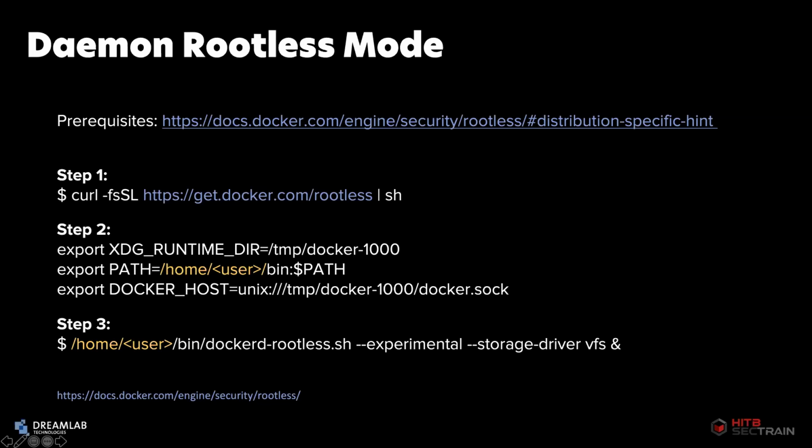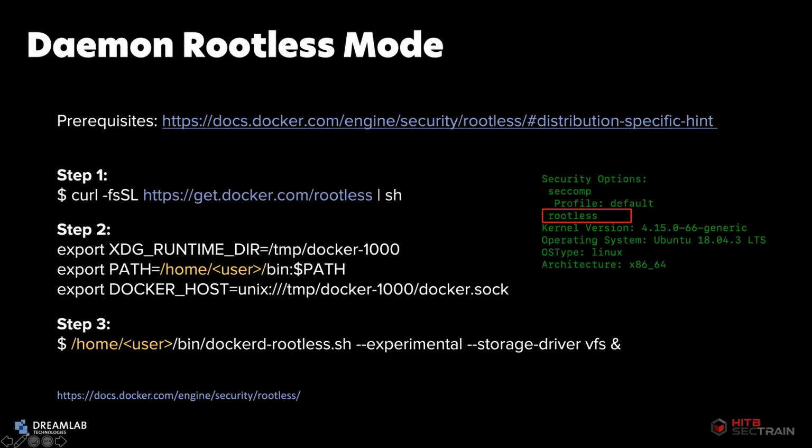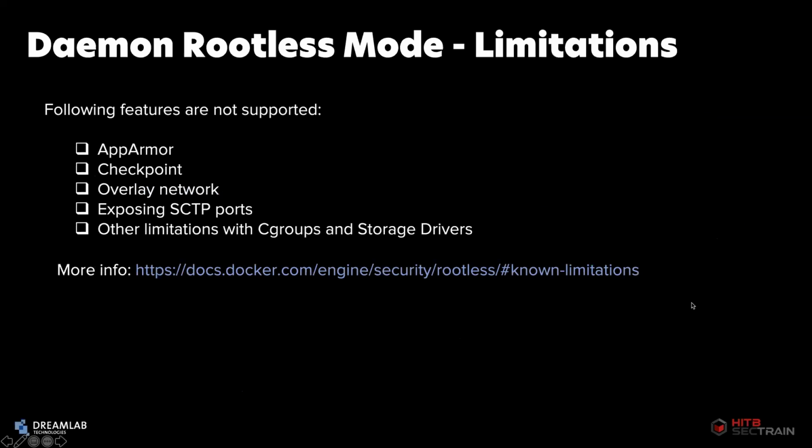But once done this, we can check that our Docker installation is actually running as rootless by running the docker info command. And we will find that under the security options, we have rootless here. So that means that we are actually running Docker in rootless mode. This basically means that the Docker daemon doesn't run as root anymore, and following the principle of least privilege, this is a good practice, right? But unfortunately, this is not always possible.